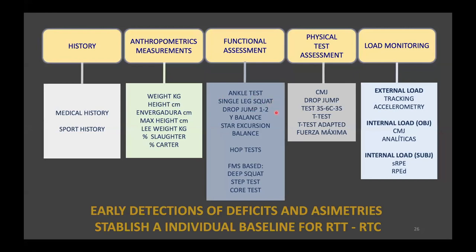Okay, the drop jump with one and two legs, just to know the reactive strength index. Yes, we can see the neuromuscular or functional response. The Y balance and star excursion balance test, just for global stability. We assess the balance of the player.